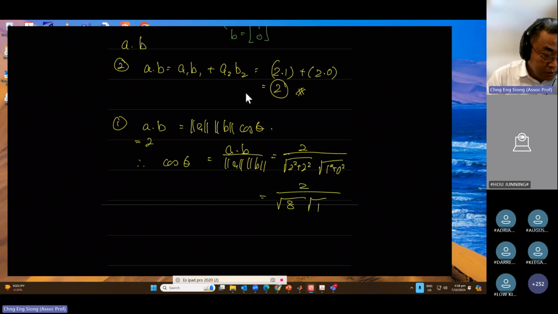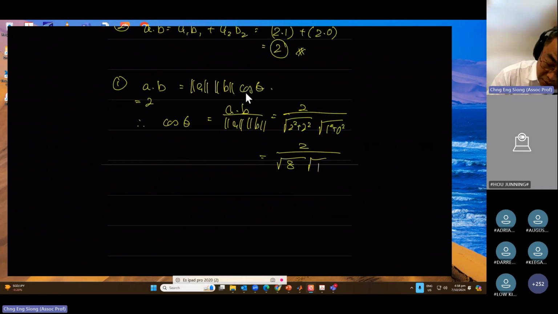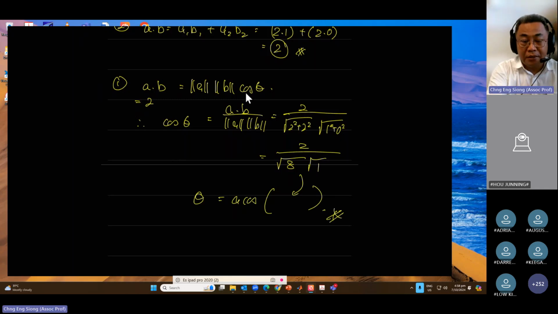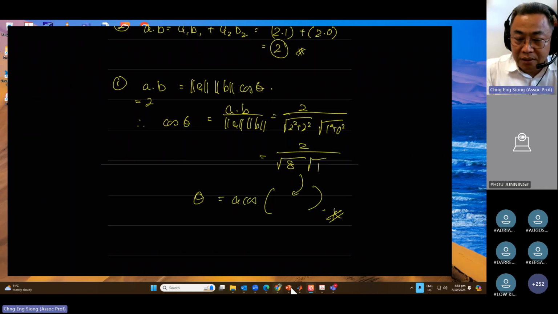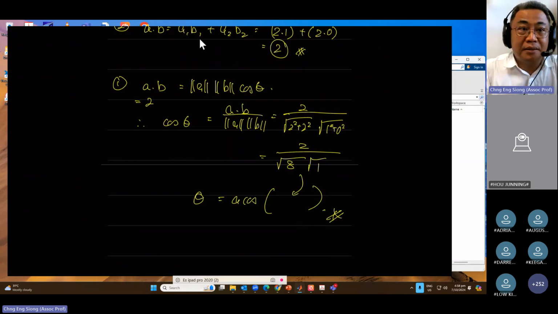And if you work it out, then theta equals arccosine of this whole thing, and the answer will be pi over 4. All right, now I'll show you in MATLAB. Okay, so never trust your own calculation because it could be wrong, right? And let's try with MATLAB.